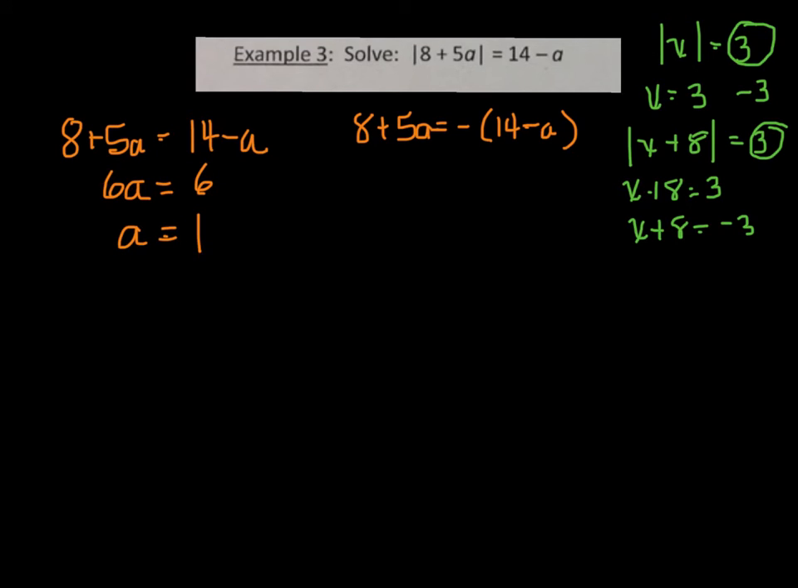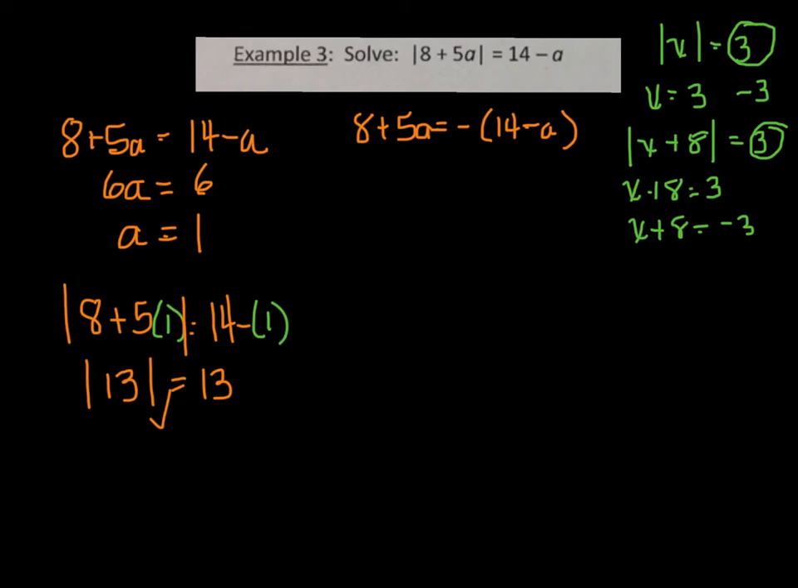Now, if I substitute that in, I get the absolute value of 8 plus 5, substitute that 1 in, equals 14 minus, substitute that 1 in. This is going to give me 8 plus 5, absolute value of 13, equals 14 minus 1, 13, and that checks. Now let's do this one.